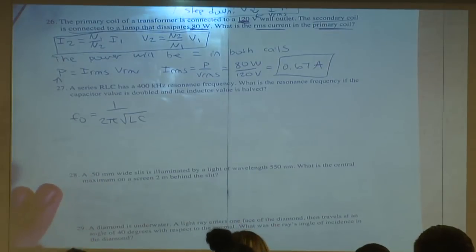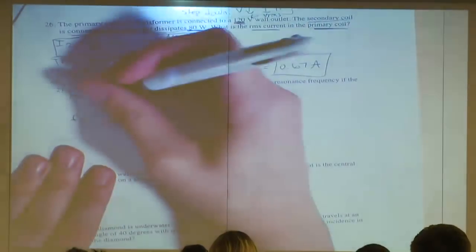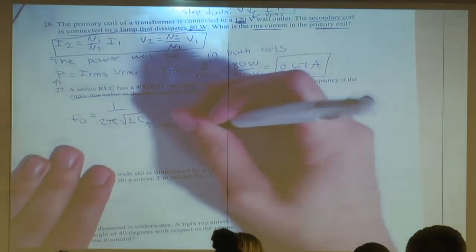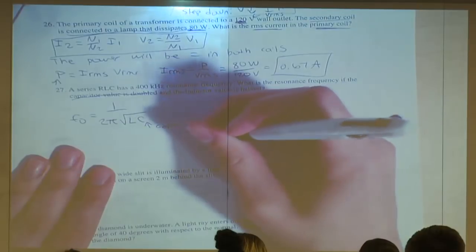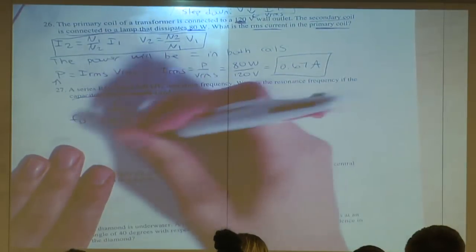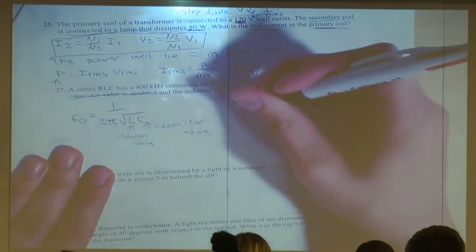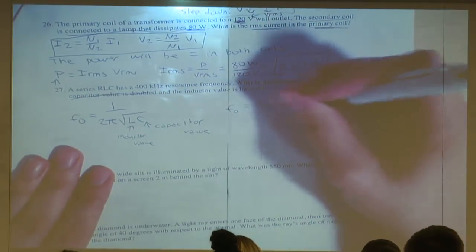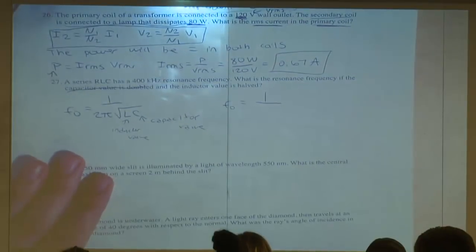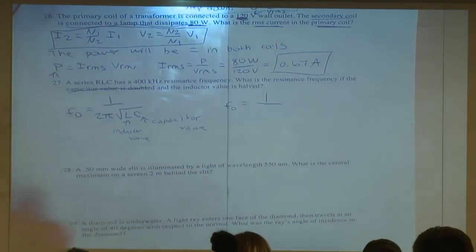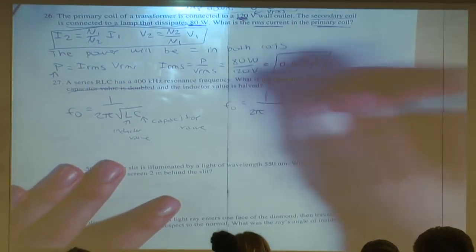So this one's a little weird. The capacitor value is doubled. So this is the capacitor value, C, and then this is the inductor value. We'll just plug that in. You can do this with any equation when they ask you to manipulate things. The easiest thing to do is just plug it in and see what happens.